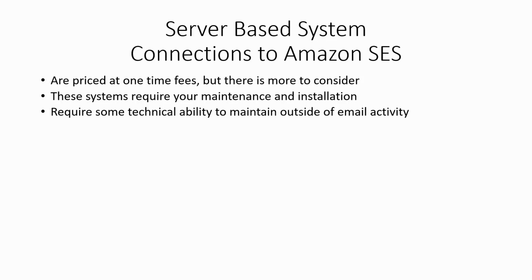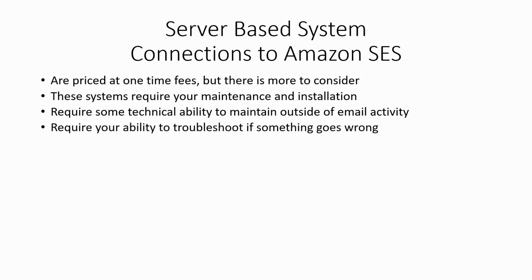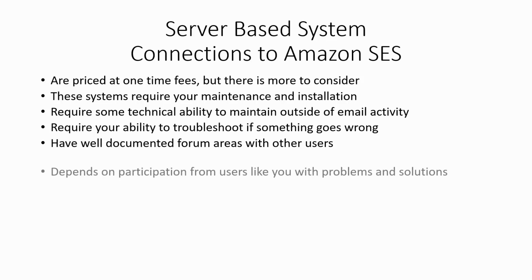In addition to that, though, you are going to need to make sure that the server is working correctly in order to house your software. These systems do require your ability to troubleshoot something if something goes wrong. In some cases, if you have a problem with the server, you could be having a problem with your email system. Now, these systems do have well-documented forum areas with other users. So typically, if there is a problem that you were having, other people have had the problem and they can help you to work through a solution.